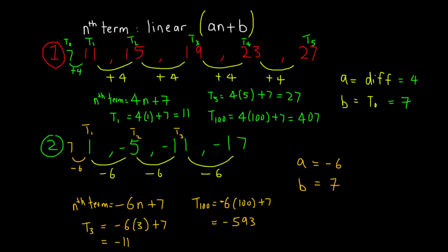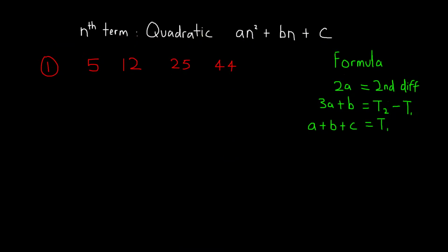Okay, moving on to your quadratic sequence. Your quadratic sequence, just like your quadratic equation, is an squared plus bn plus c. Now, doesn't this look familiar? Isn't it almost the same as your quadratic equation where it is ax squared plus bx plus c equals to 0? Alright, now look at the difference here.